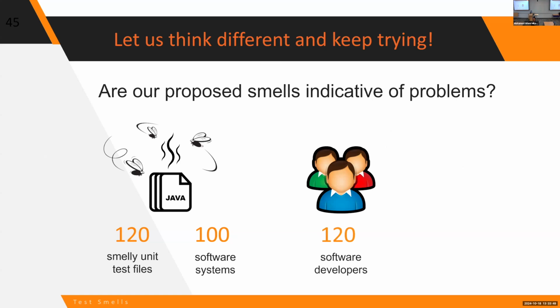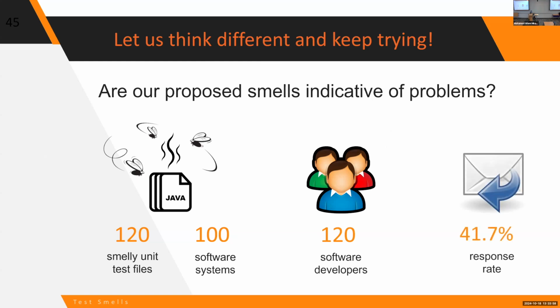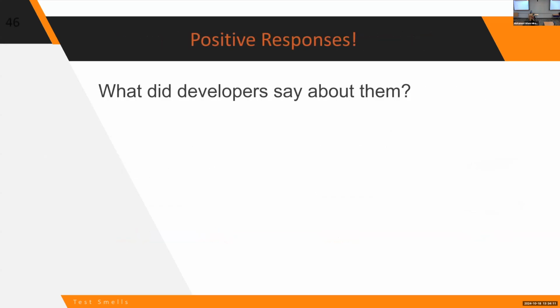We identified 120 developers who wrote those pieces of code, these unit tests that we are saying have problems, right? And we contacted them. We said, hey, do you think this is a problem or not? So we got a 41 percent response rate, which, if you know surveys, is a high response rate, by the way, okay? So this is what developers were saying, let's look.